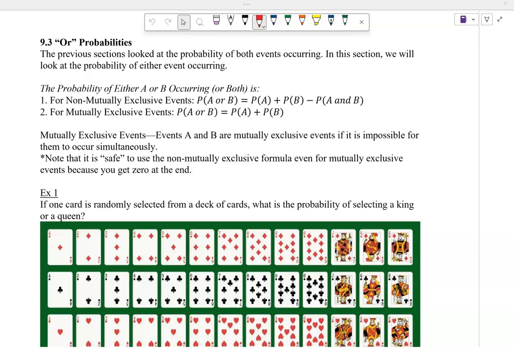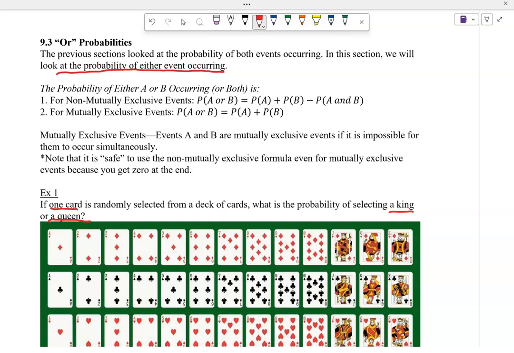So previously we looked at the probability of A and B occurring, both events occurring. In this section, we're going to look at the probability of either event occurring. Example 1 is a good example. If you're pulling one card from a deck of cards, what's the probability of selecting a king or a queen? So a king or a queen is a winner. You're just pulling one card, right? We're going to go through that.